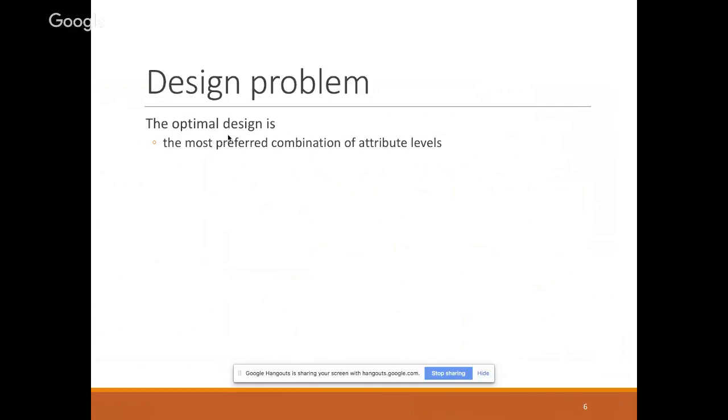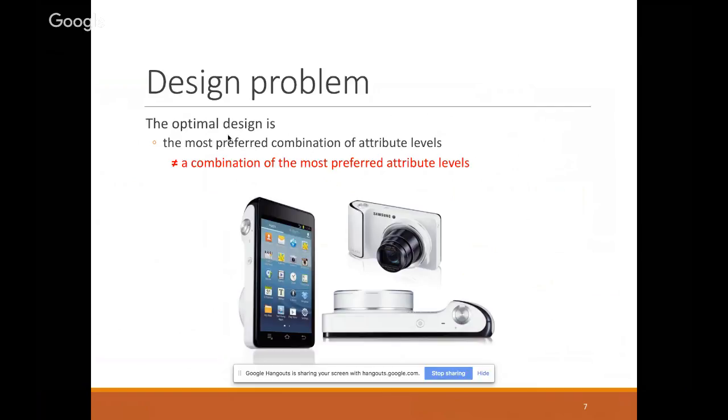So the definition of optimal design is very obvious. You want to find the most preferred combination of different attribute levels. However, because of this large number of combinations, you cannot test all those combinations directly on the subjects. So in the traditional experimental methods, what you typically find is a combination of the most preferred attribute levels.